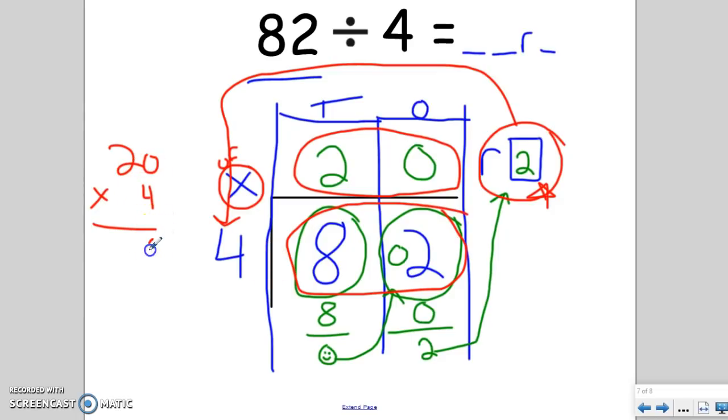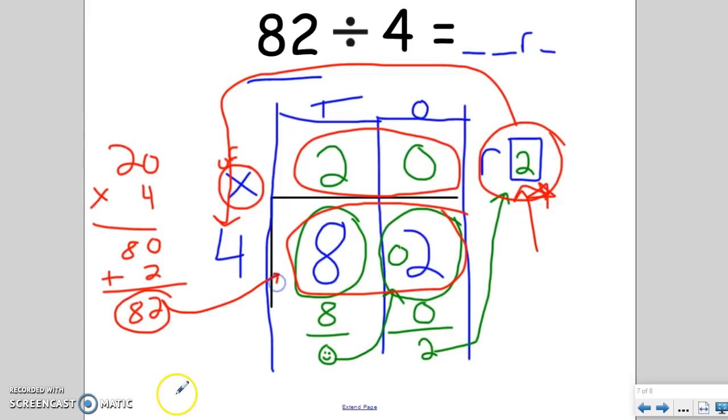Well, 4 times 0 is 0, and 4 times 2 is 8. When I use multiplication man and multiply to check the answer, I don't end up at 82. I only end up at 80. And the reason is I can't forget about those leftover 2. I need to add those on. 80 plus 2 more is 82. And that gets me right back to my starting target number. So I am good to go.